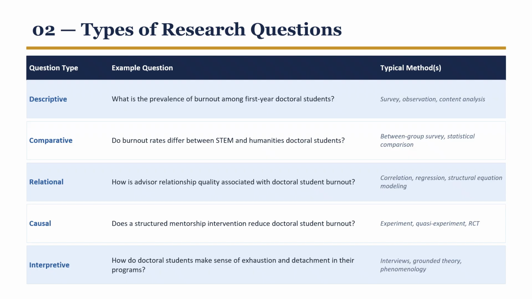And then interpretive is, how do doctoral students make sense of exhaustion and detachment in their program? How am I going to get that information? Well, I'm going to have to talk to people. And when I talk to people, I know it's going to be qualitative methods. Maybe I use semi-structured interviews. Maybe I use focus groups. Maybe I use observations. But if I'm asking how doctoral students make sense of something, the only way to get that information is through conversation, and that is to talk to the participants. The participants would be the doctoral students.